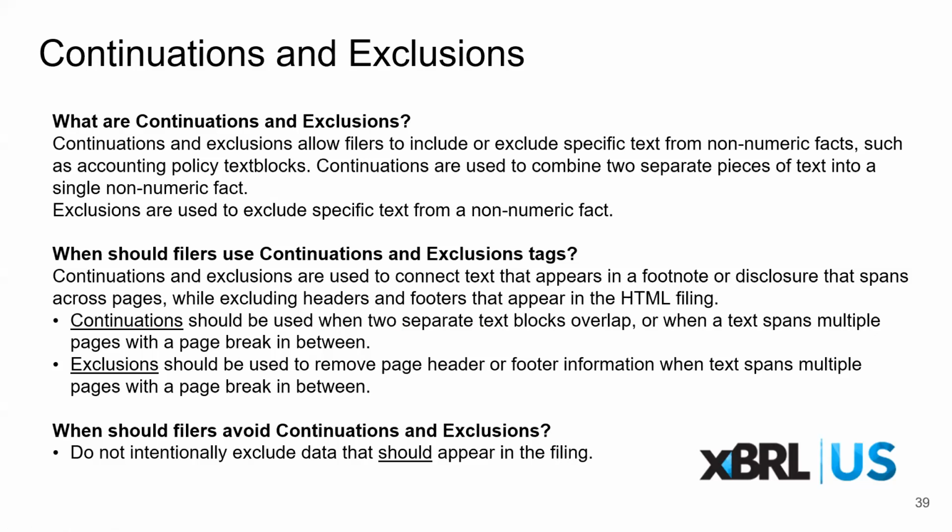Continuations would be used to say this table or note continues from this point to this point, and exclusions kind of do the inverse, where it says this specific object doesn't count as part of my tagged value. So you're tagging the whole thing and saying, no, this piece doesn't count, and this piece doesn't count.